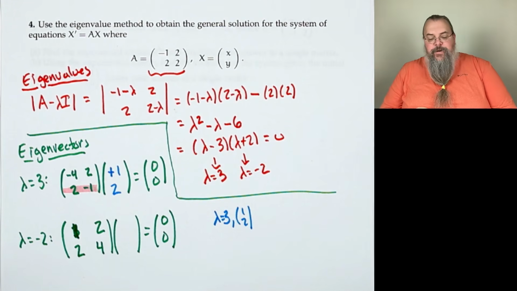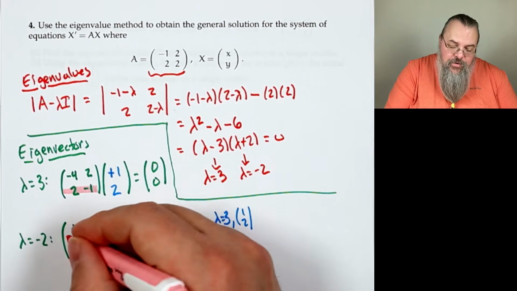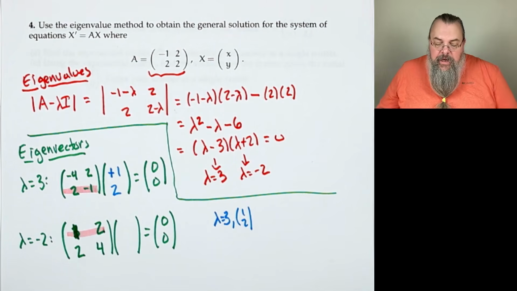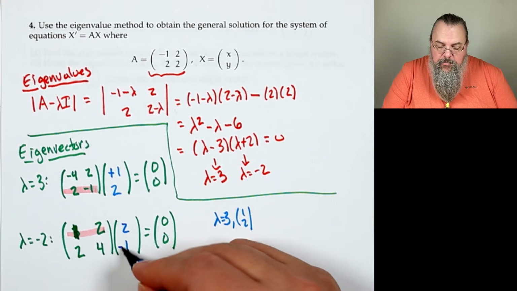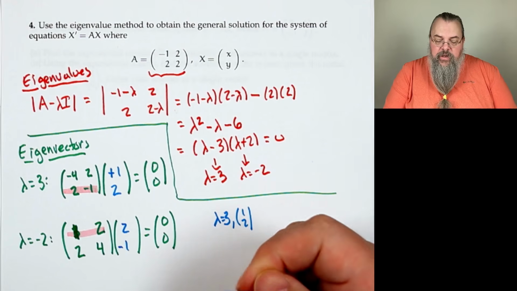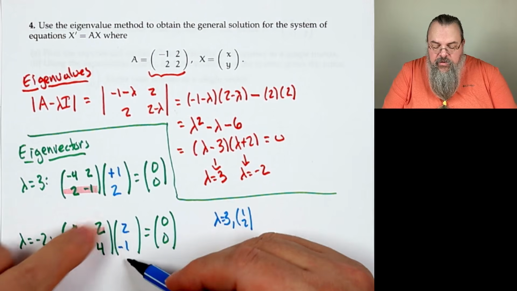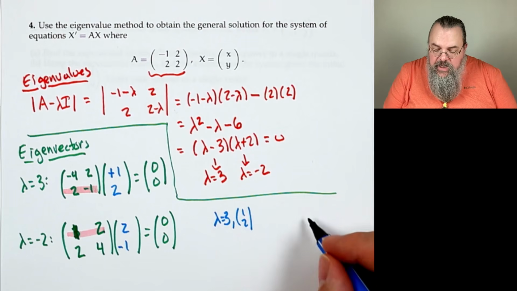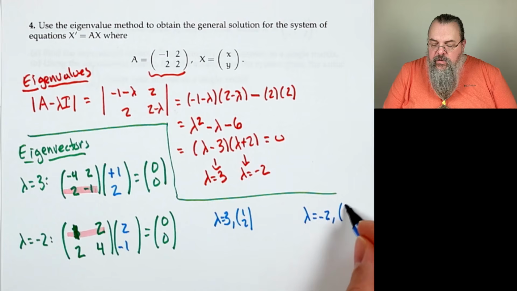All right. Well, again, pick a row. Here we go. That seems like a good row. And we'll write that in reverse order. 2, 1, flip a sign. I'll make that a minus. And now we check. Okay. 2 minus 2 is 0. 4 minus 4 is 0. And so that's our second eigenvalue-eigenvector pair. Lambda equals minus 2. 2, minus 1.